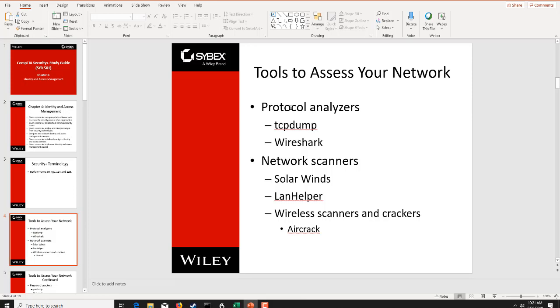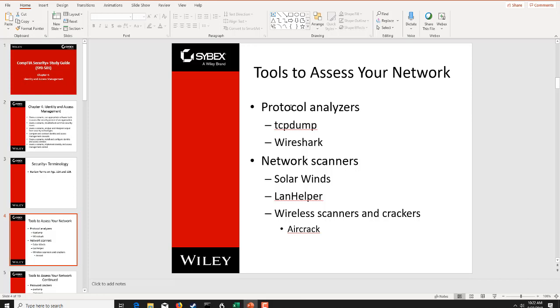Network scanners are very useful. SolarWinds has a decent one, but you have to pay for it. LAN Helper is more open source that you can use. There's a multitude of them out there. Just do a quick Google search, and you can find all kinds of different free network scanners. ManageEngine also has a really good one that I believe is free.